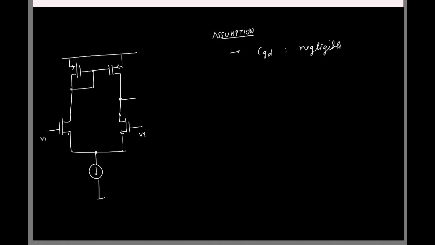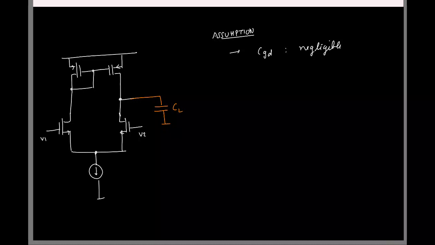Which means we'll only have capacitances from each of the nodes to ground. That's all. Okay. So here I'll have a capacitance. I'll call it CL. I'll club it with the load capacitance. So I'll have one more capacitance here.